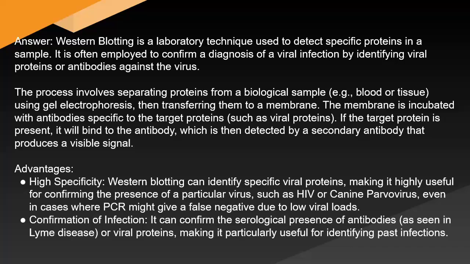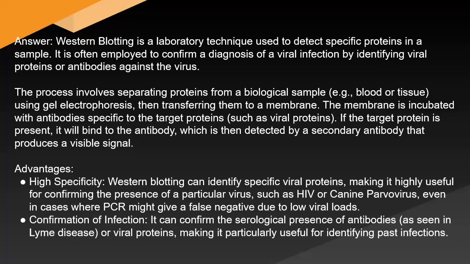The process involves separating proteins from a biological sample, e.g., blood or tissue, using gel electrophoresis, then transferring them to a membrane. The membrane is incubated with antibodies specific to the target proteins, such as viral proteins. If the target protein is present, it will bind to the antibody, which is then detected by a secondary antibody that produces a visible signal.